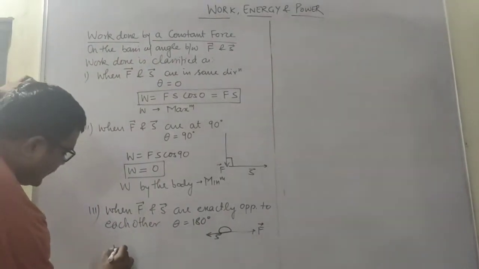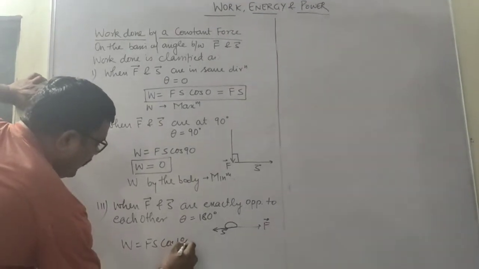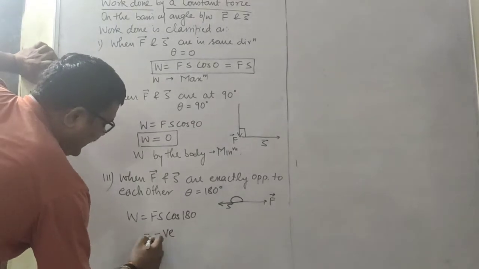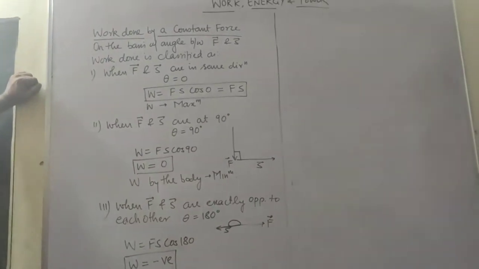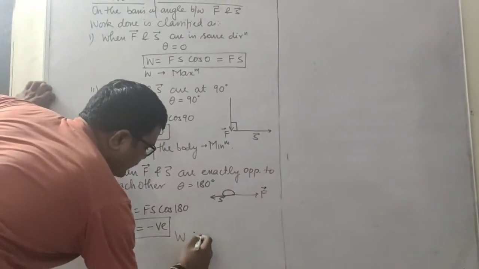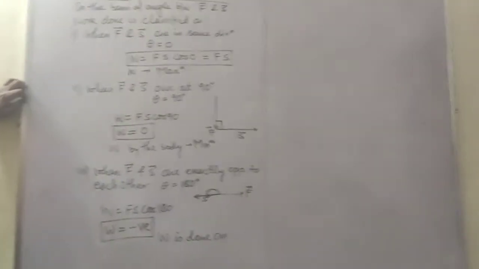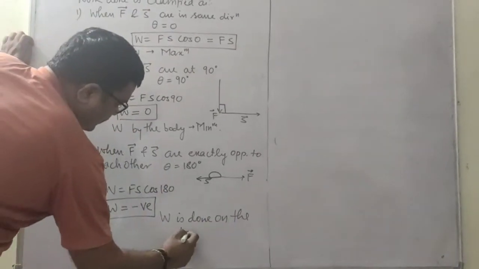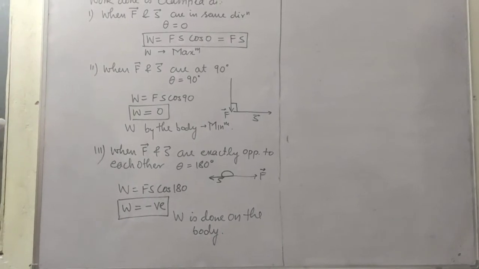So here work done is Fs cos 180. Cos 180 is minus 1. So work done will be negative. Negative work done means work is done on the body. So this is the case where work is done on the body.